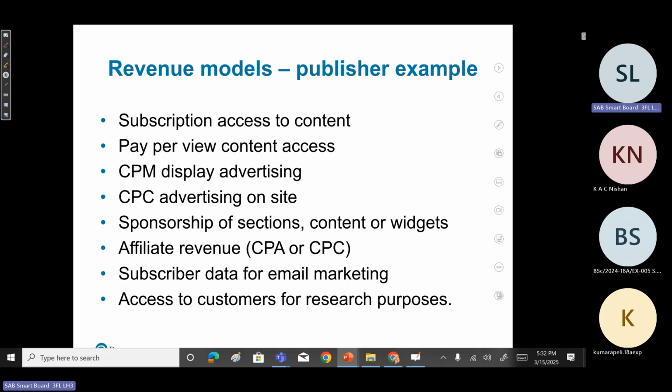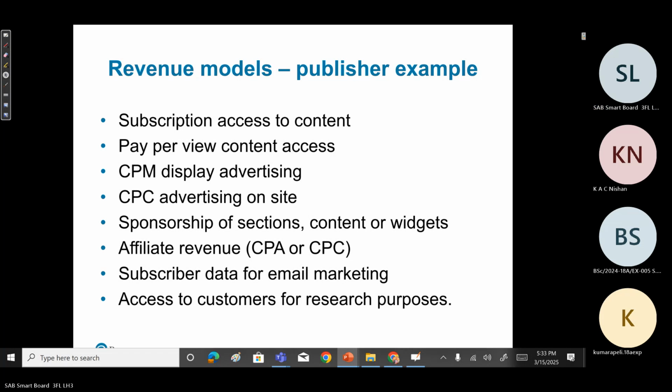CPM is also cost per mil. CPC stands for cost per click. So cost per mil, and yes, AdSense, Google Ads. How does it work?